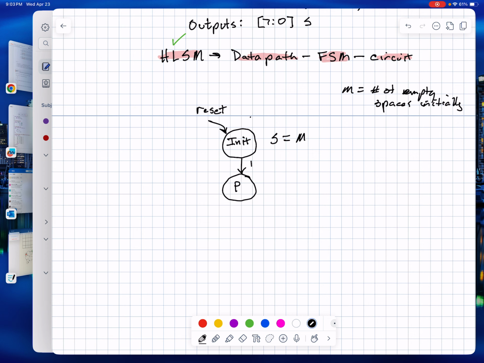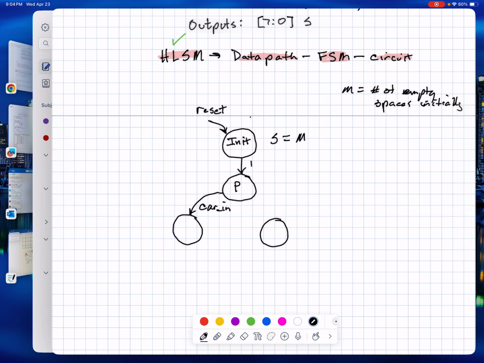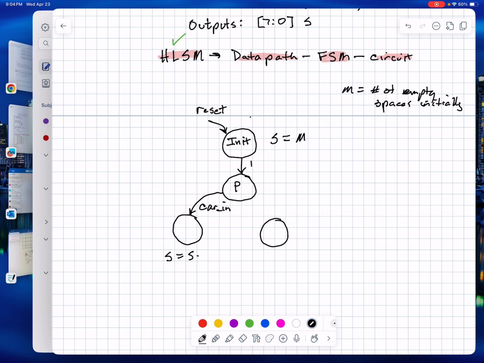One thing that could happen is a car comes in, and another thing that could happen is a car comes out. If I had a car coming in, what would I need to do? I'm going to lose an empty space, so I would need to decrement the S register. If I had a car coming out, that frees up an empty space, and so S is equal to S plus 1. D for decrement, I for increment.